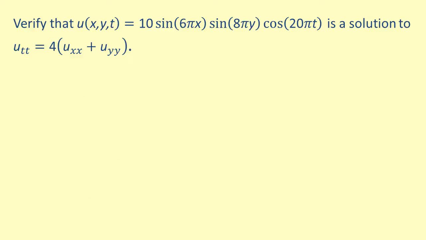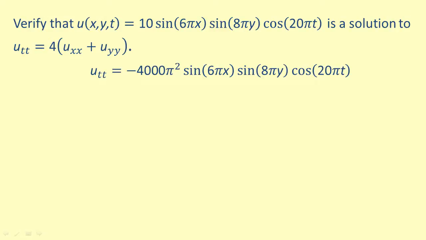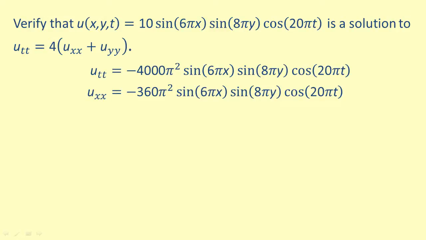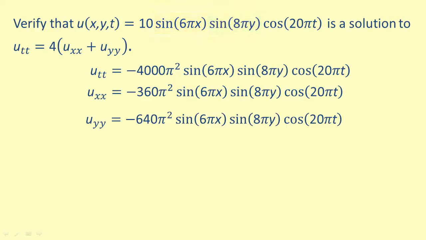So far, we've calculated u sub tt and u sub xx. u sub yy is found in exactly the same way as u sub xx. Notice that, like x, y is inside a sine function. u sub yy is equal to negative 640 pi squared times sine of the quantity 6 pi x times sine of the quantity 8 pi y times cosine 20 pi t.